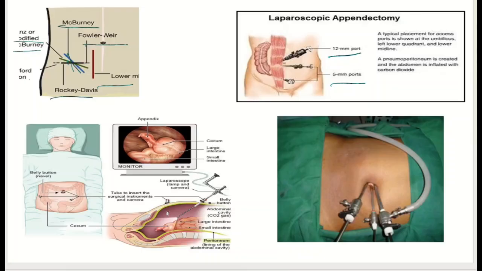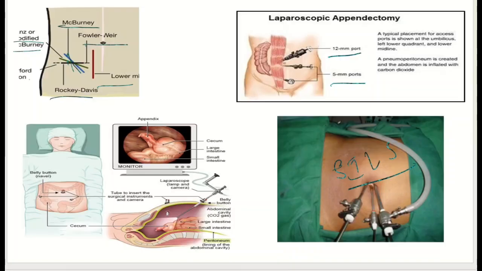And the last one is single incision laparoscopic surgery. This is single incision laparoscopic surgery. The step-by-step procedures of open appendectomy and laparoscopic appendectomy I'll discuss in some other videos, not here.